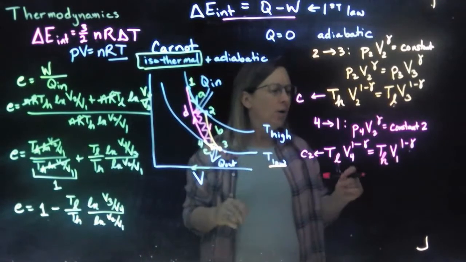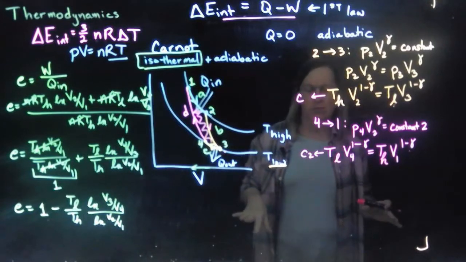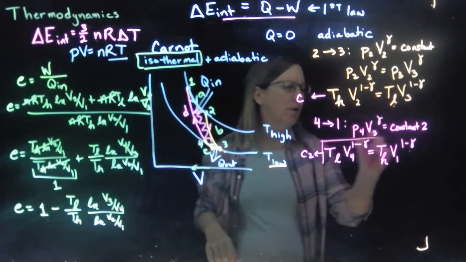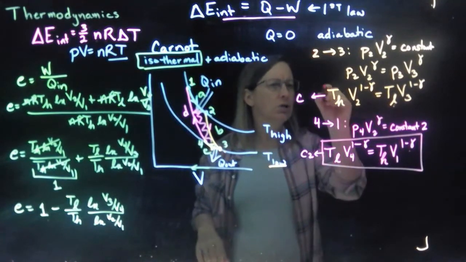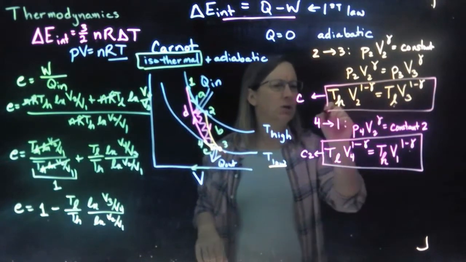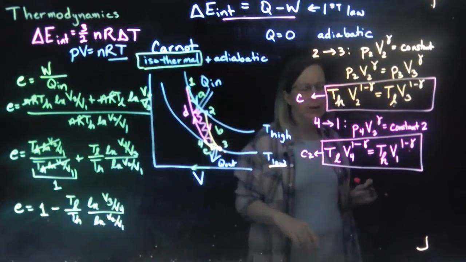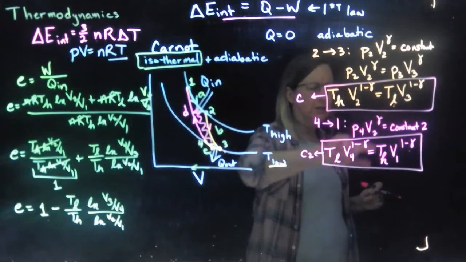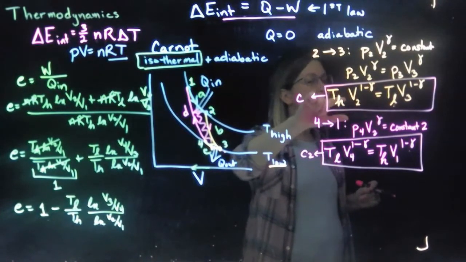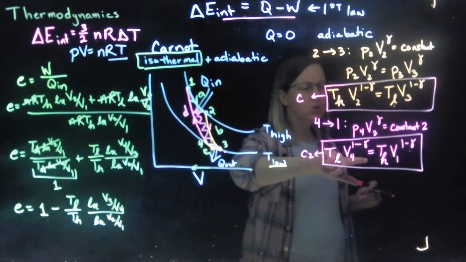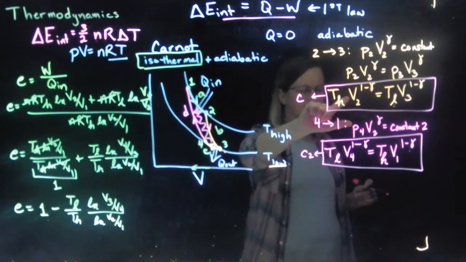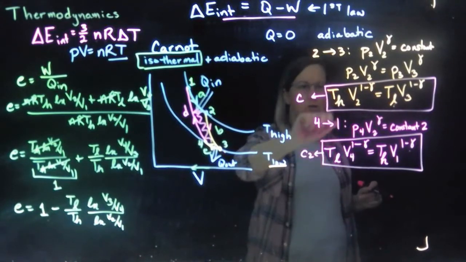Now I've got something that's going to relate some things to each other. It's not easy to see, but let me highlight what we've got. I've got this equation and this equation. Notice I've got one with a T high and a T high, and a T low and a T low. So I'm going to take this equation and divide it by this one, so I can get the relationship.